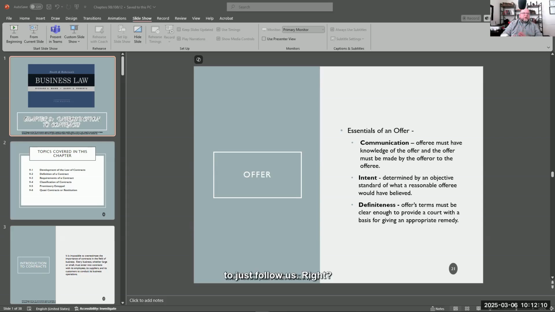Intent seems to just follow this, right? So intent in this is determined by the objective standard of what a reasonable offeree would have believed. All right. So what was the intent there? What do we think they're offering to us?